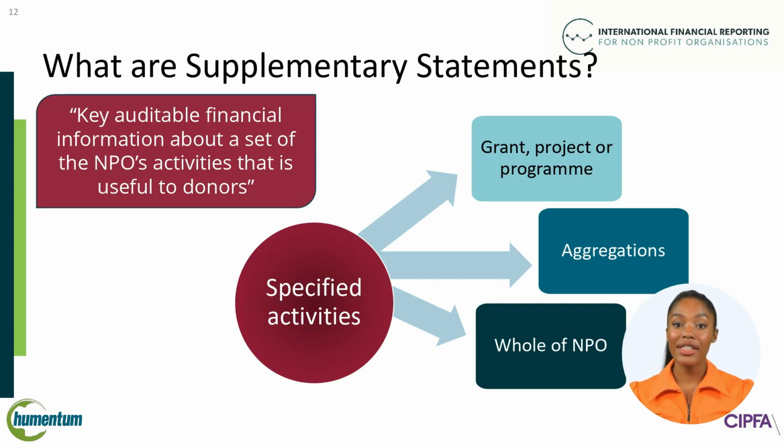The objective of each supplementary statement is to present key auditable financial information about a set of the NPO's activities that is useful to stakeholders, particularly donors. Each supplementary statement is for a specified activity or set of activities. This may be for a particular grant, project, program, or an aggregation. A supplementary statement may even cover all of an NPO's activities.